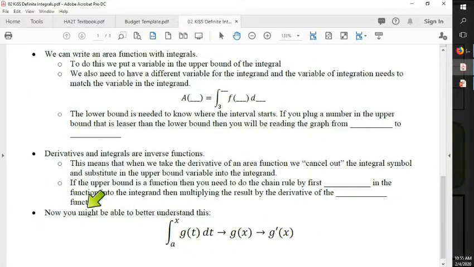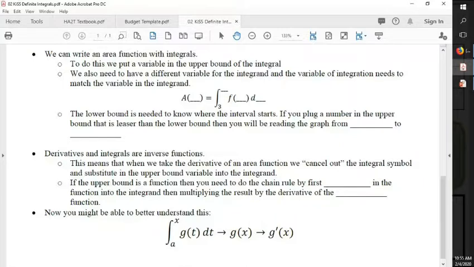Now you might be able to understand this. This is on your formula sheet. This function is an integral function. If you took the derivative of this, you would get g. You get g of x, what is inside of the integral function, right? You get what's inside of the integral function, known as the integrand, with the x plugged in. So the derivative of this is this.